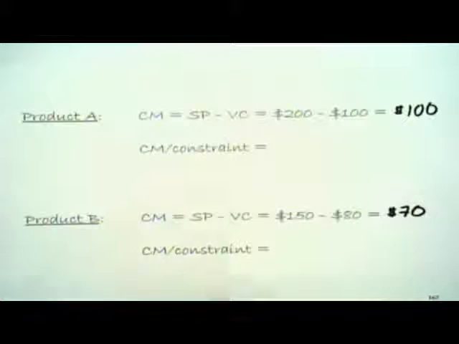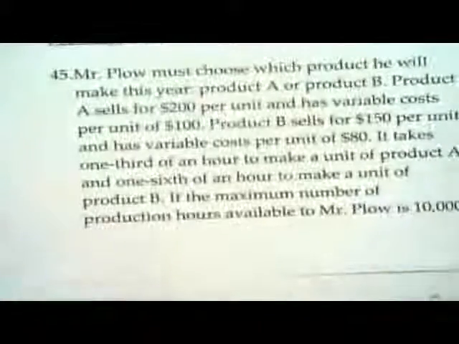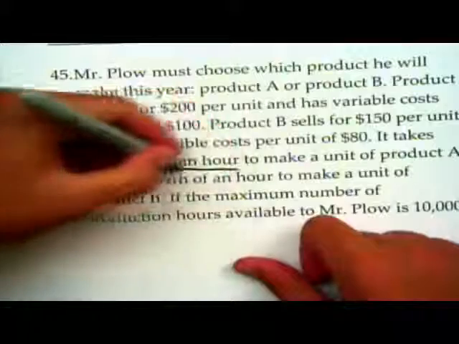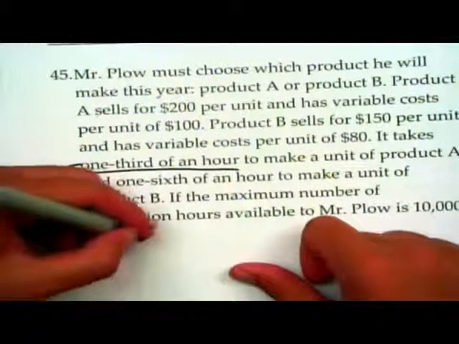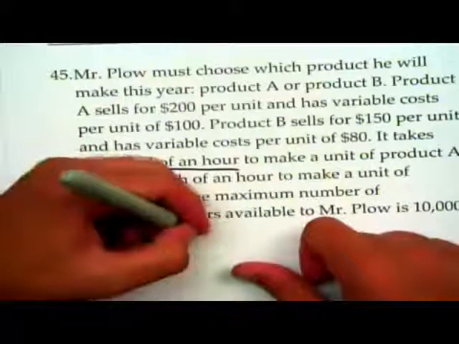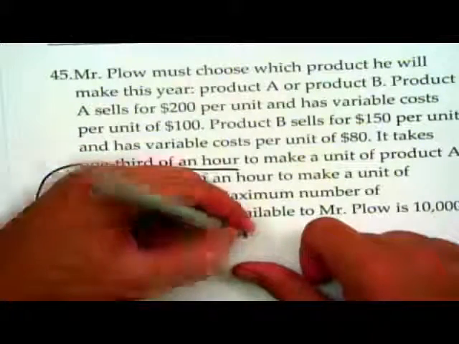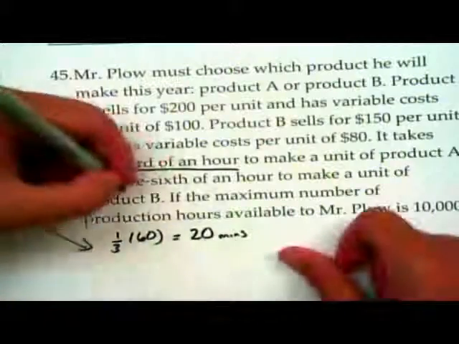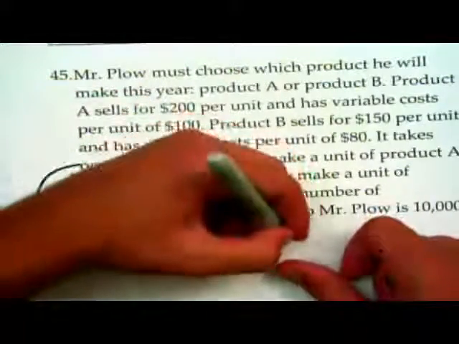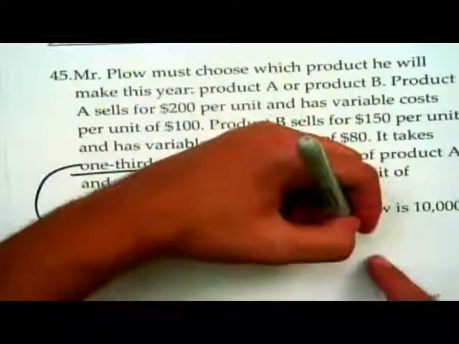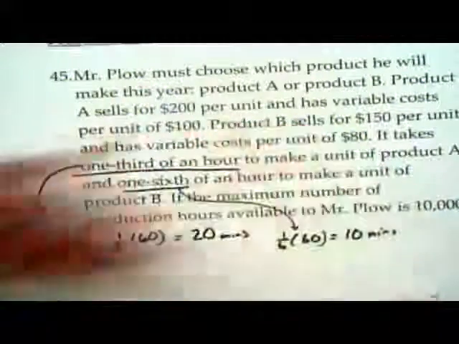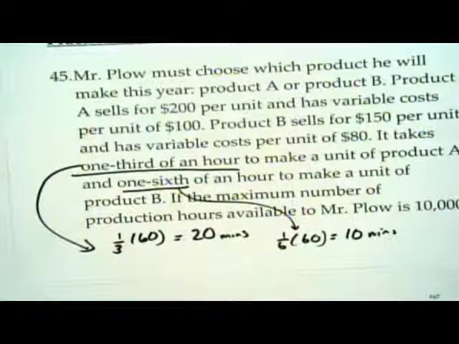Well, we have a constraint to consider, guys, and by and large on the exam, the constraint will be some sort of time. So it says here, it takes 1/3 of an hour to make a unit of product A. What is 1/3 of 60 minutes? That's 20 minutes. That's a rude way to say it, but we got it, right? 20 minutes to make A, and 1/6 of an hour, guys. What is 1/6 of 60 minutes? That gives you 10 minutes.